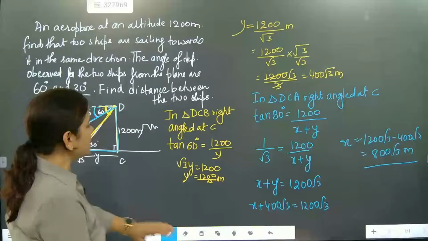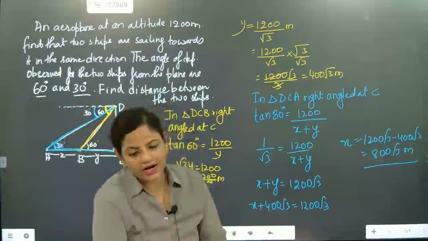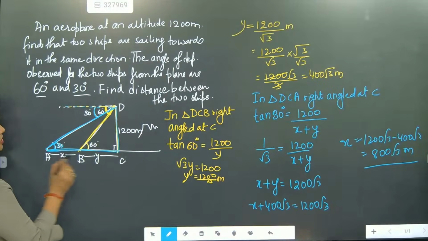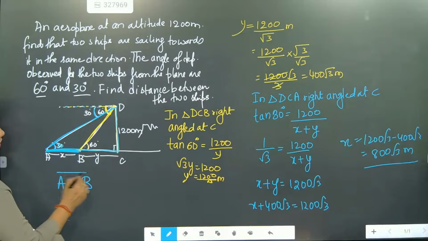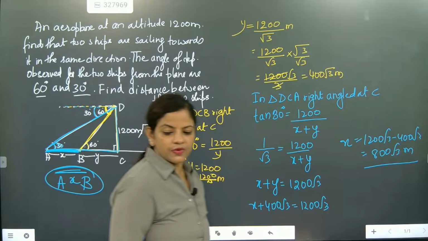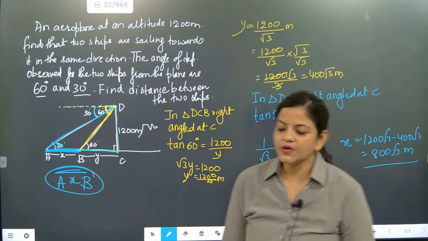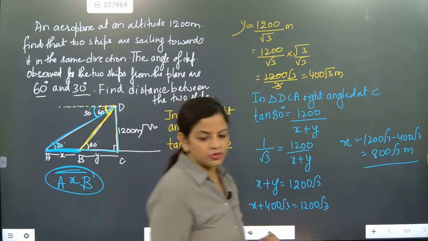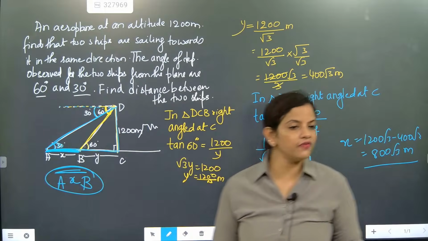So that is exactly the answer given to you, 800 root 3. This is exactly the distance between both the ships A and B. So here this is exactly coming as x. So the distance between both the ships is exactly coming as how much? 800 root 3 meter. I hope you have understood this one.